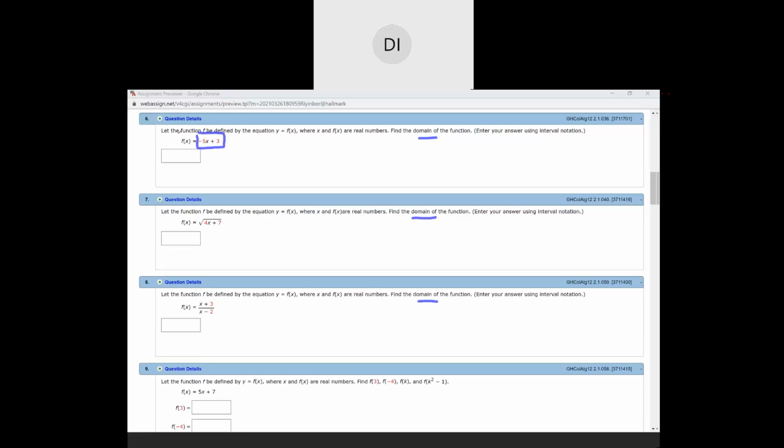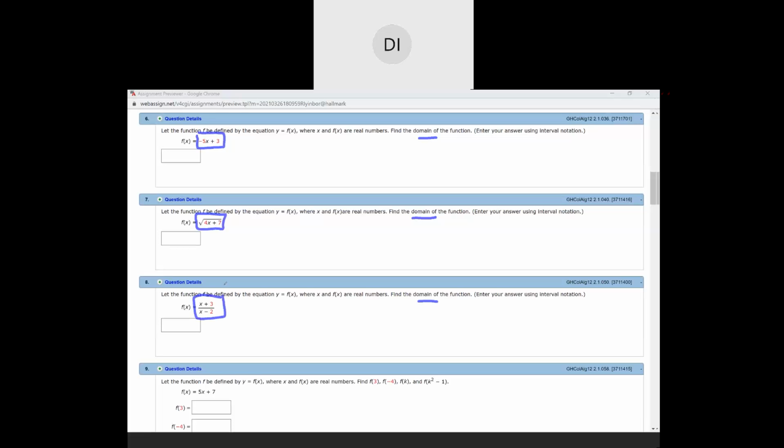And then after the equal sign is your actual function. So the next one is square root, and the next one is a fraction. So when you find the domain, you need to look for two things. You need to look for square root and fraction. These are the only things where you have restrictions.